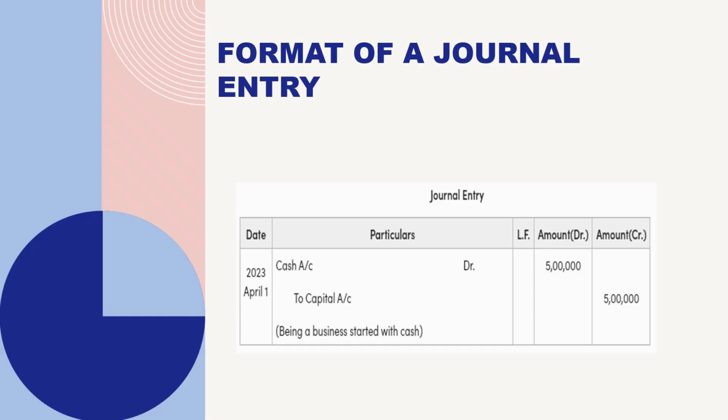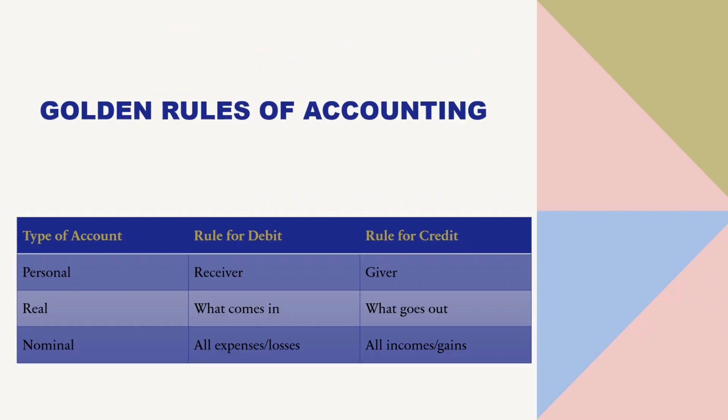Then how will we post the journal entries? How will we do the journal entries? This is a very critical question for all of you. I will simplify it for you. So there are golden rules to do the journal entries. Those are the golden rules of accounting.